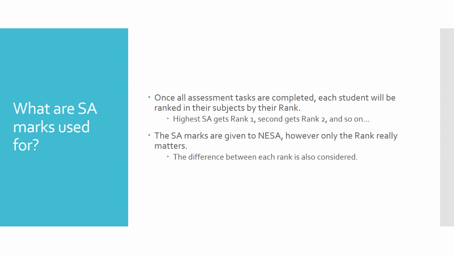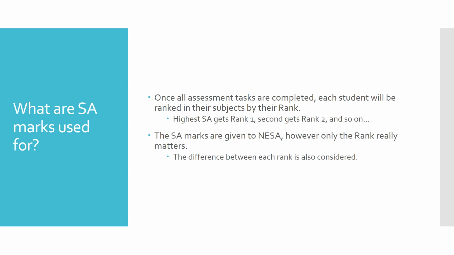So going into what they're used for: once you've done all your assessment tasks for the whole year, once the trials are done and everything's been calculated, you get your overall assessment mark. That school assessment mark, that SA, so in this video I keep referring to it as SA, determines your rank. Whoever has the highest will get rank 1, whoever has the second highest will get rank 2. If 2 people have the same mark, that means they have an equal rank.